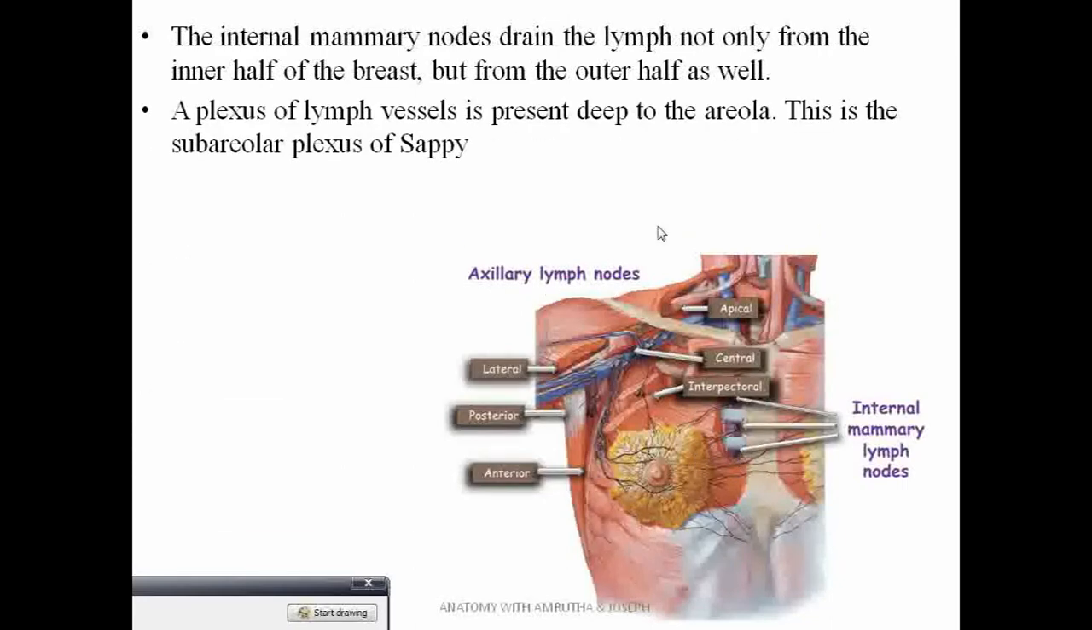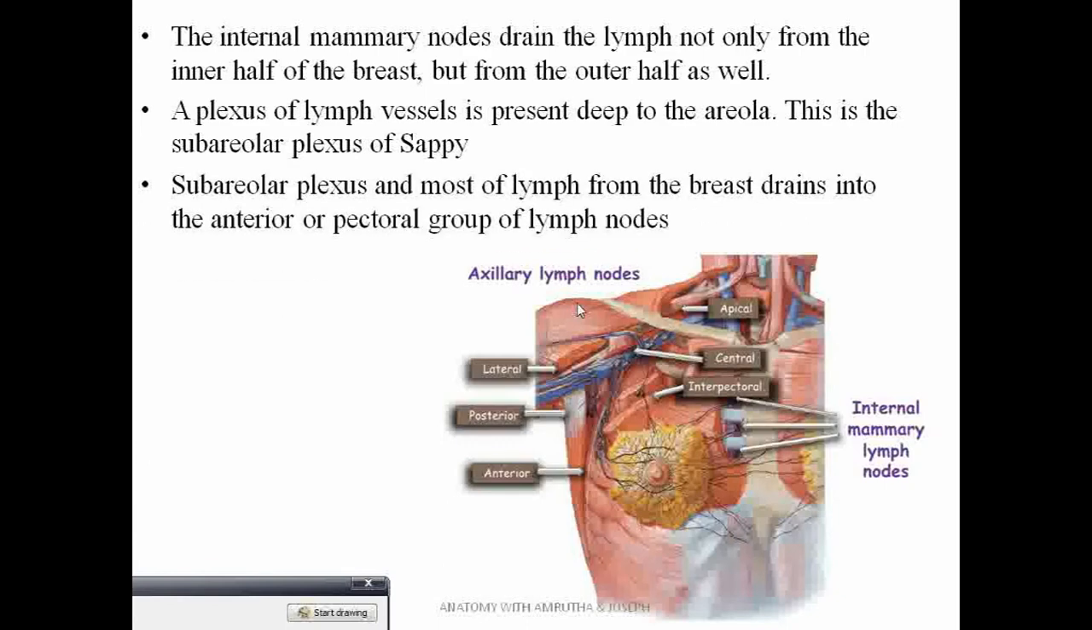A plexus of lymph vessels is present deep to the areola. So there is a group of lymph vessels which can be seen deep to the areola. This is the subareolar plexus of Sappey. This group of lymph plexus is called the plexus of Sappey. Most of the lymph from the breast drains into the anterior or pectoral group of lymph nodes, so the anterior group of axillary lymph nodes.